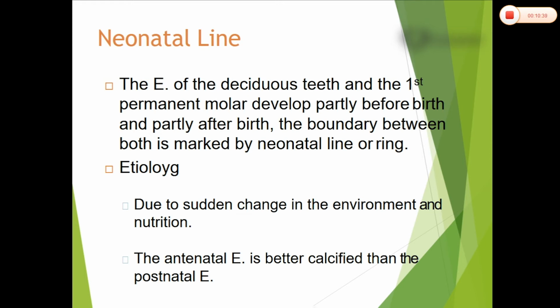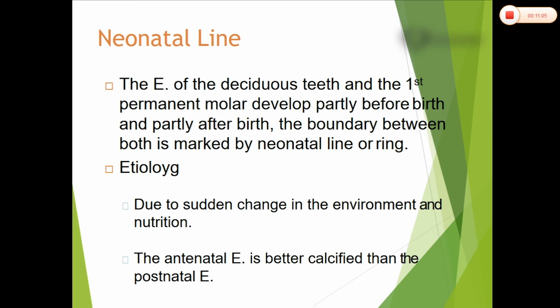Where do we see it, in which teeth? In all deciduous teeth. The enamel of deciduous teeth and the first permanent molar develop partly before birth and partly after birth. The boundary between both is marked by the neonatal line or ring. Or ring if we see it in cross section. Okay? The whole deciduous teeth and the first permanent molar.